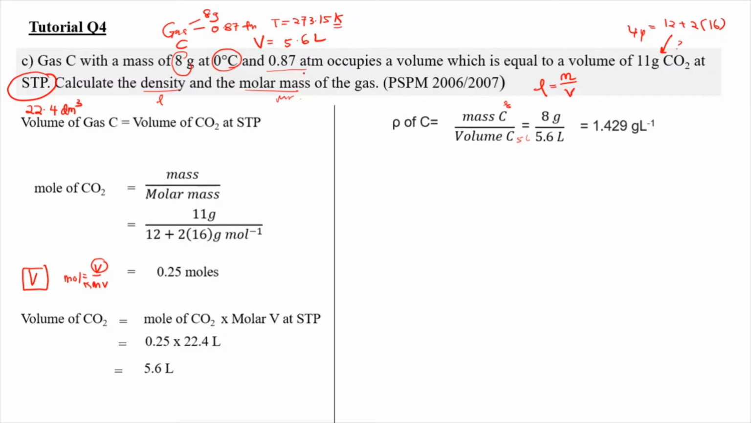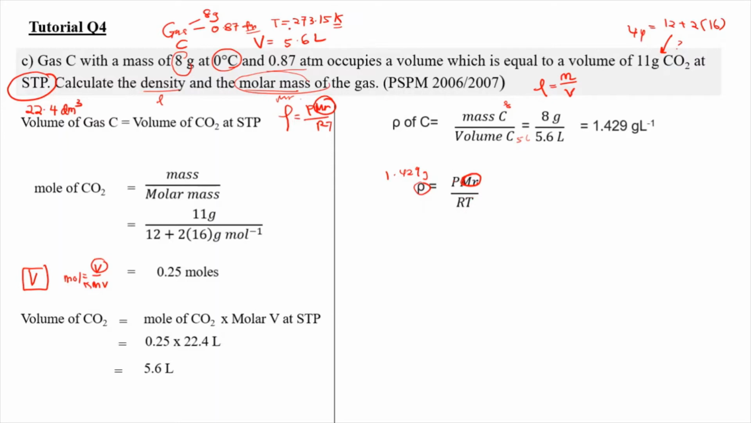Okay, and for the molar mass, you can use the ideal gas equation that relates the density as well as the molar mass. So you're going to get density is equal to PM over RT in order to find the molar mass. Okay, so the density here is the same as before, which is 1.429. The molar mass is something that we need to find out. The pressure is given here, which is in atm. R, we're going to use 0.08206 liter atm per mole per Kelvin.